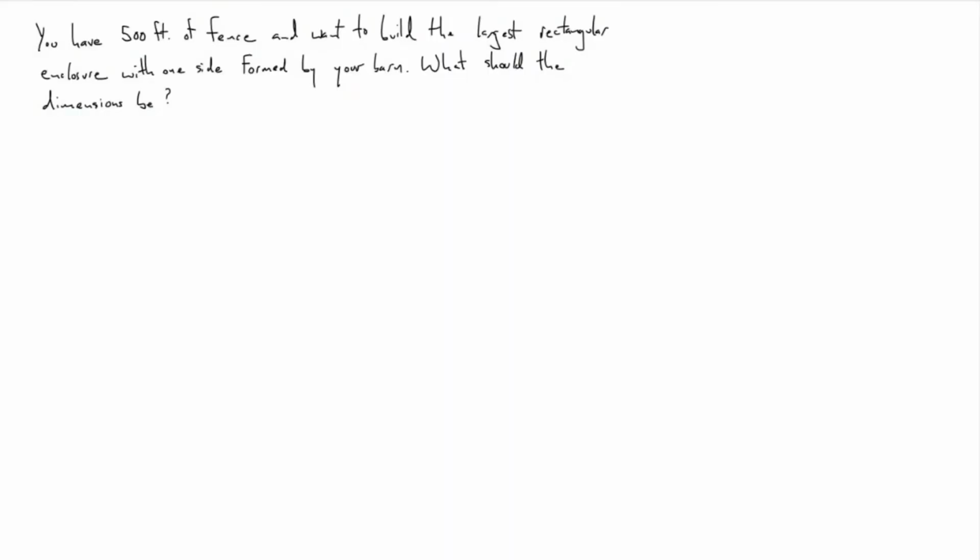This one is a classic. You have 500 feet of fence and you want to build the largest rectangular enclosure with one side formed by your barn. What should the dimensions be? And as we consider this example, we'll try to come up with a list of steps that you can take to solve any optimization problem.